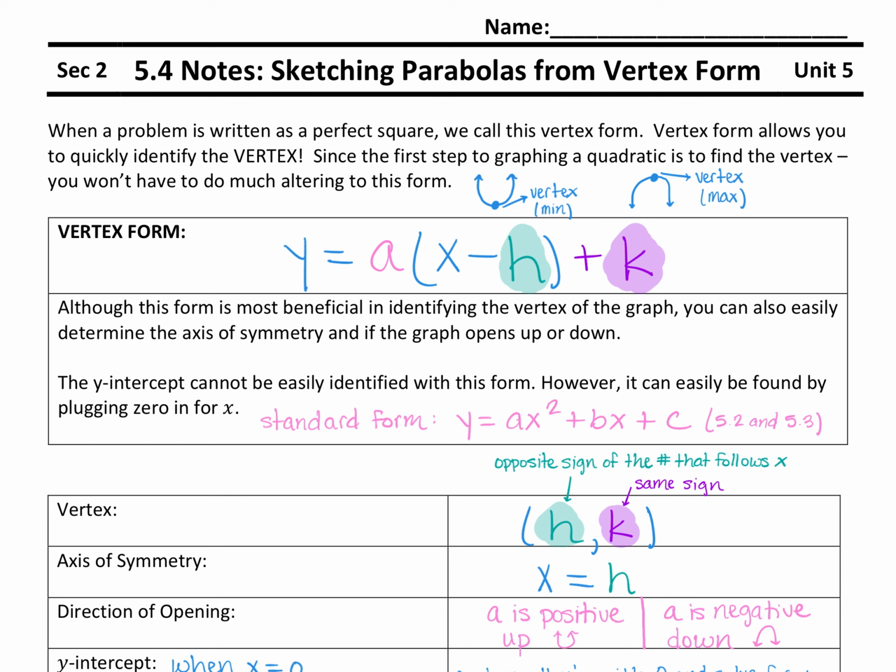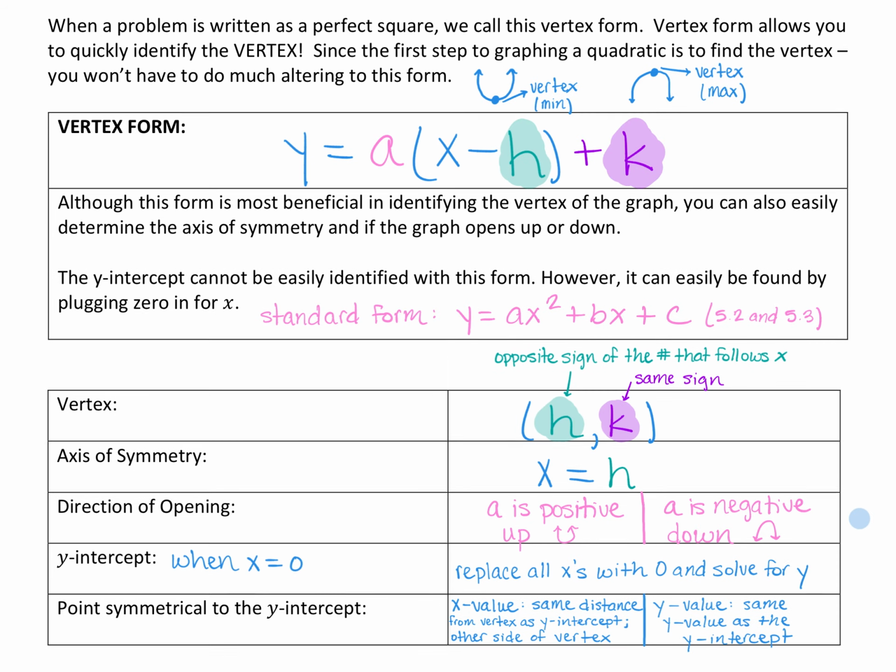Remember, you have to put x equals. X equals has to be there. If it's not, it is wrong. And then if the a, so the number in front of our parentheses, is positive, it opens up. If a is negative, it opens down.